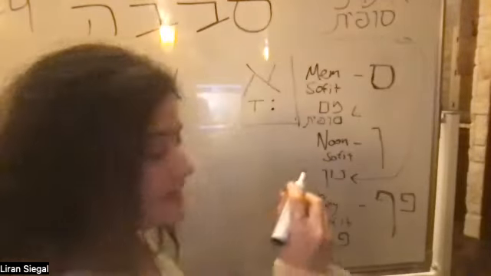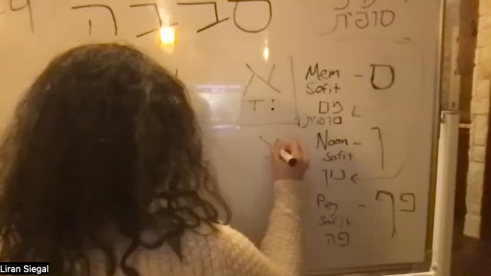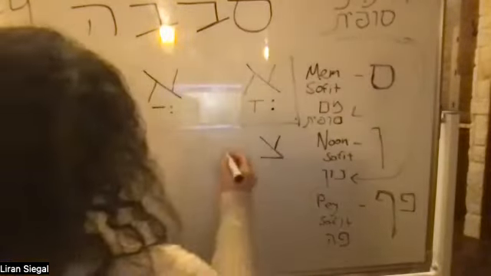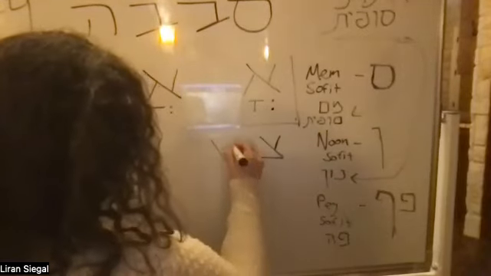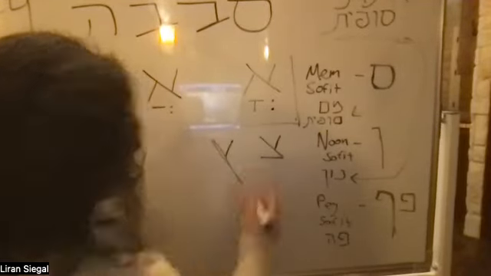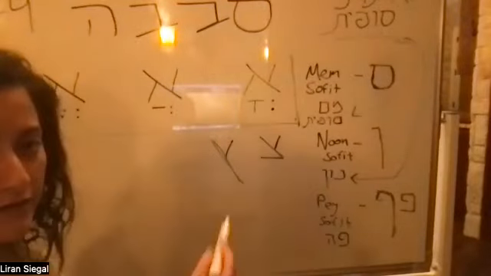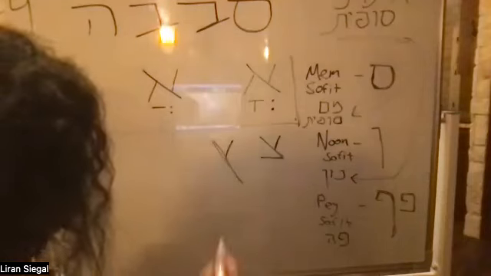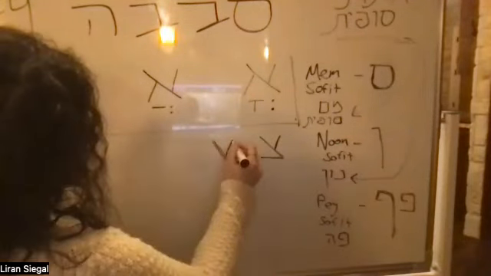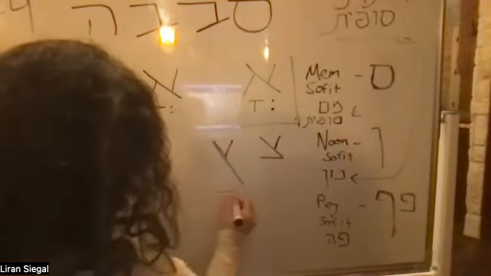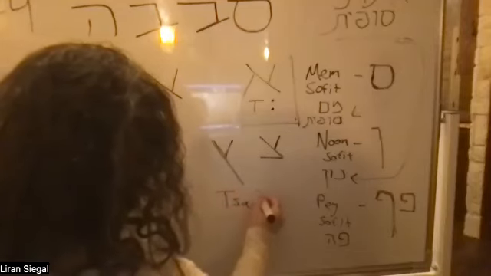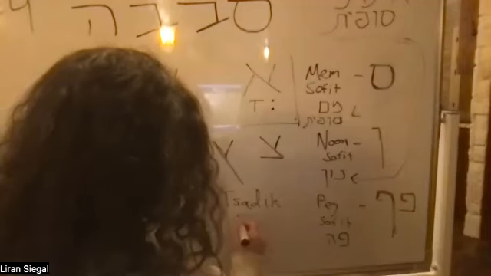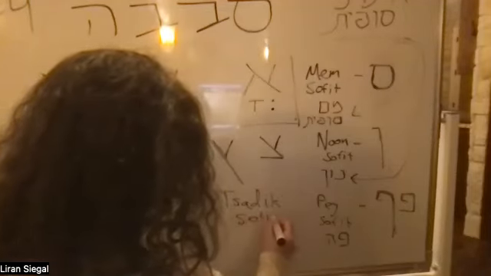Okay. Now we're going to learn tzadik sofit. So, this is tzadik, right? And this is how you would write it if it's at the end of a word. It kind of looks like a Y having a rest. Yeah, tzadik sofit. And this is how it would sound. Tzadik sofit.